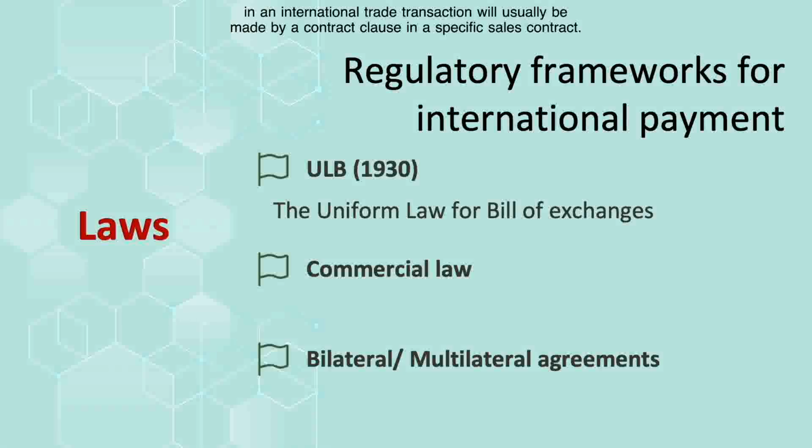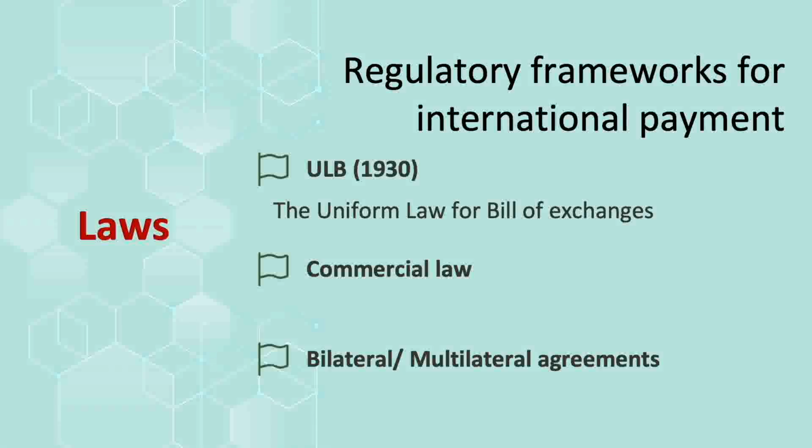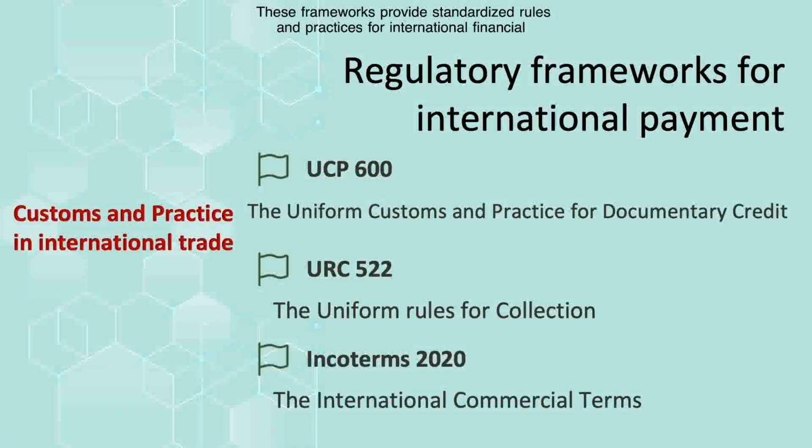First, the choice of governing law in an international trade transaction will usually be made by a contract clause in a specific sales contract. Second, such a choice of law may not be recognized by the court. In a specific dispute, the governing law is finally decided by the private international law of the competent jurisdiction. The governing law may be decided by an international convention or rule, if any. These frameworks provide standardized rules and practices for international financial transactions, ensuring consistency and reducing disputes in global trade.